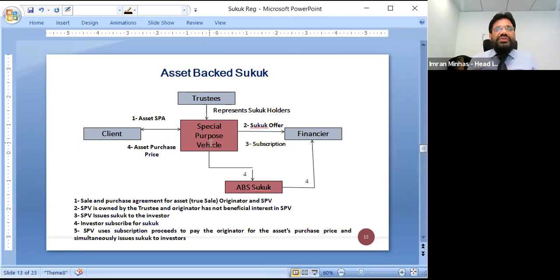Generally, what we see is that the claim is not against the SPV, because the trustee acts as a trustee, and the claim is normally settled by the client.